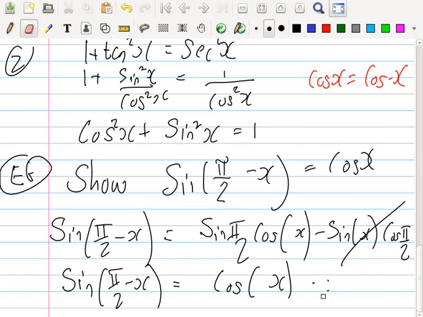And we're done. Yes, Precious? Can you go over that one more time? Yeah. So the rule I used here was sine a minus b is sine a cos b minus sine b cos a. But cos pi over 2 is 0, so that's deleted. So you're left with sine pi over 2 and cos x. But sine pi over 2 is 1, so in fact you're just left with cos x, which is what you want.